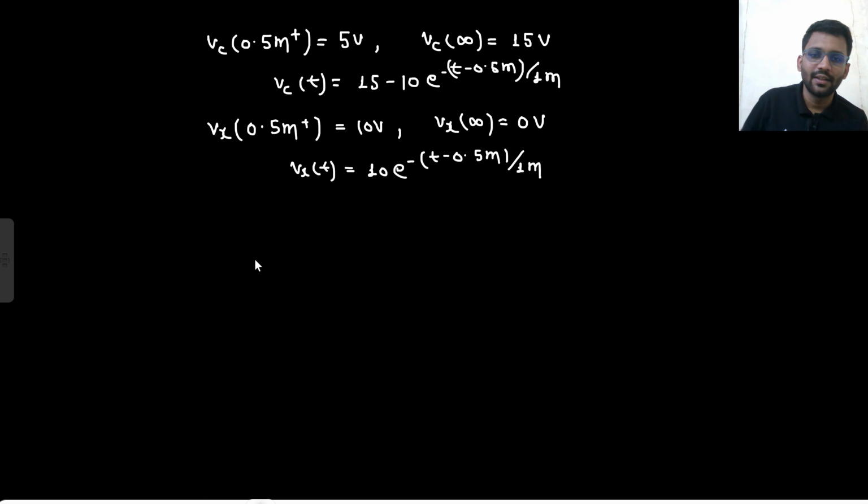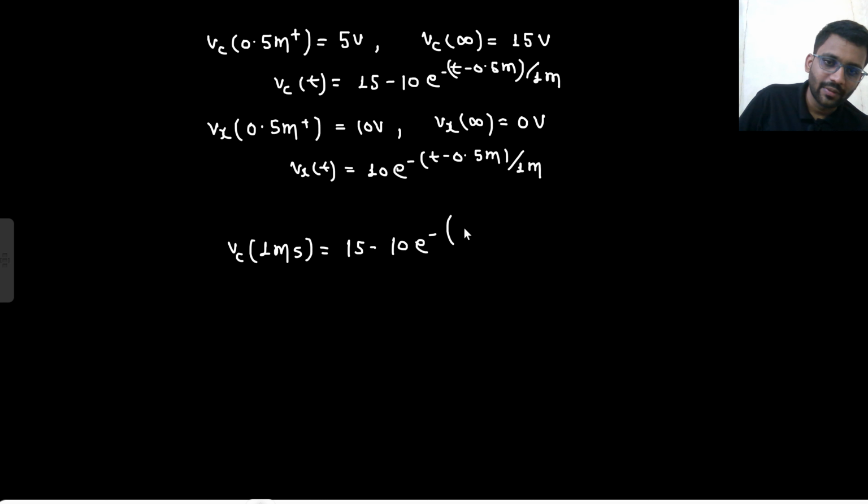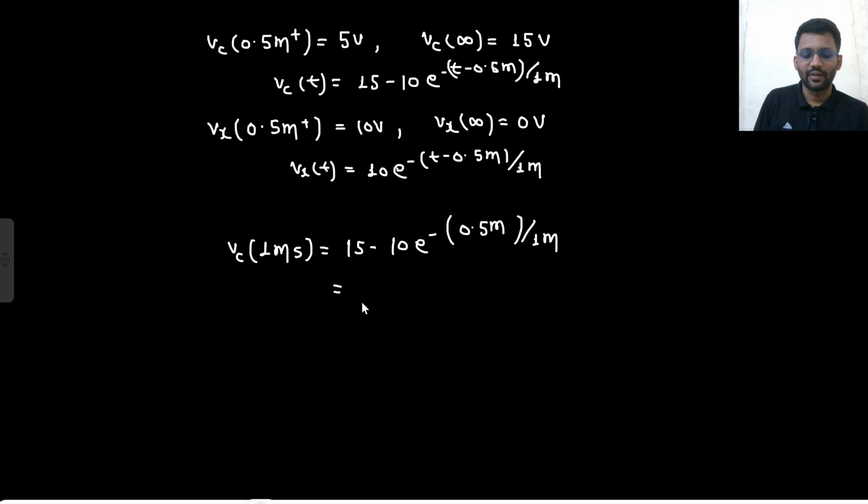We just need to find the VCT value at 1 millisecond. What is the VCT value at 1 millisecond? 15 minus 10 into e to the power minus 0.5 milli divided by 1 milli. So e to the power minus 0.5. It will come 8.95, whatever option I wrote, 8.93 volt. So this is the VC value at 1 millisecond.